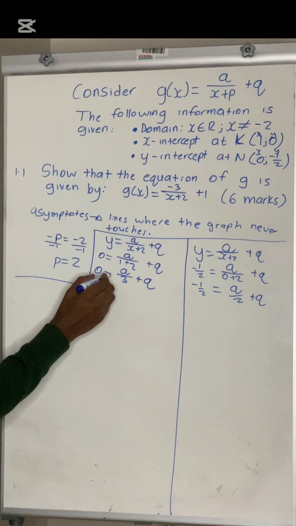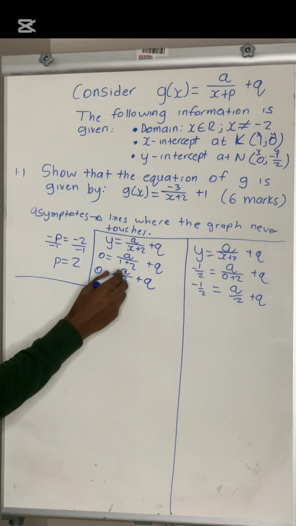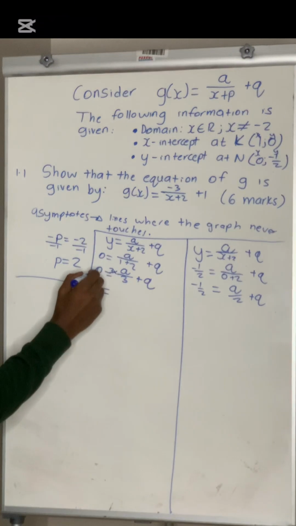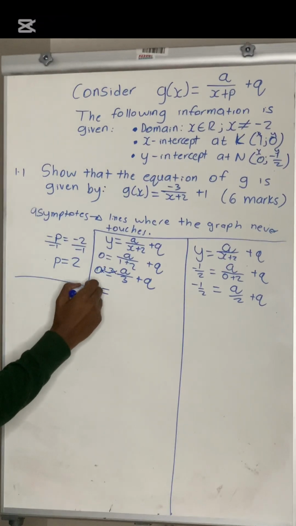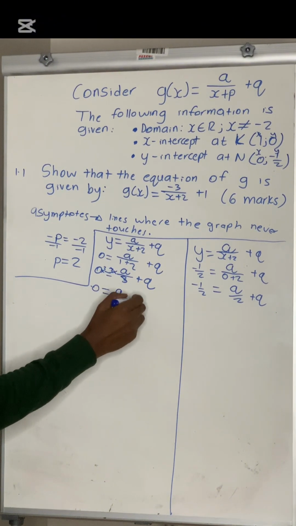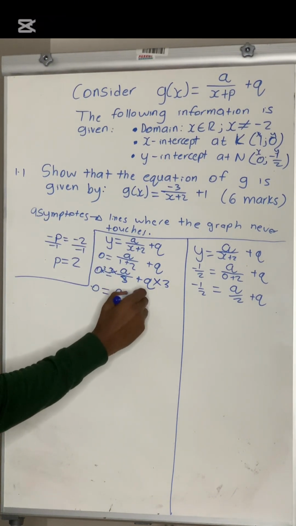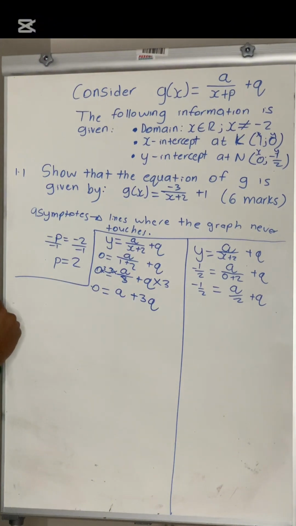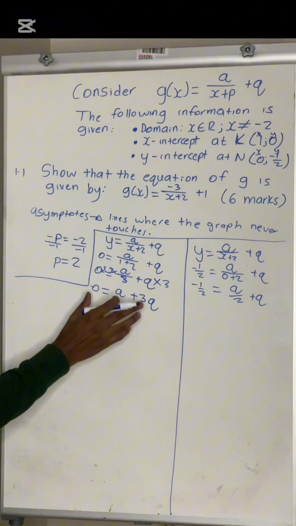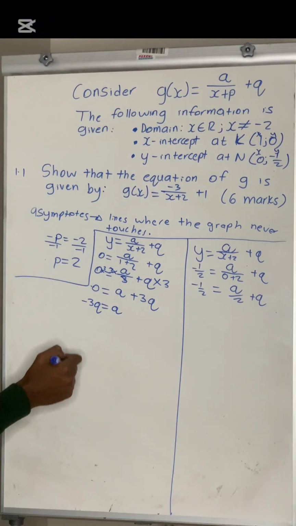So 3 multiplied throughout is going to be 3 times 0, which is 0. And then a over 3 times 3. So this is also times 3, which gave us 0. And then 3 times a over 3. These two cancel each other out. We're left with a. And then we're going to multiply q with 3, and we're going to get a positive 3q. Simple as that. Now let's make a the subject of the formula. So it's going to be positive 3q across the equal sign. It's going to be negative 3q is equal to a.